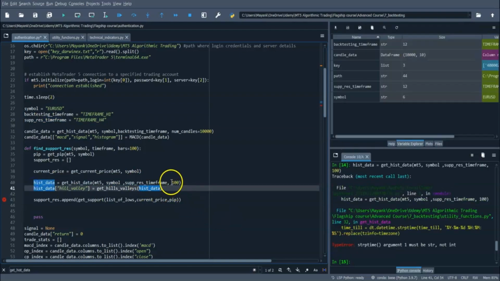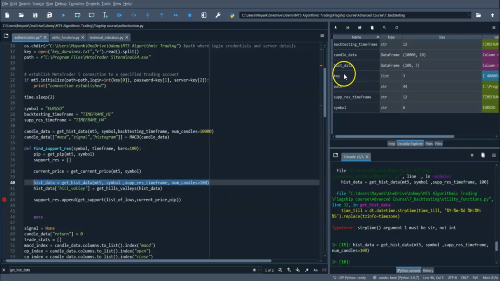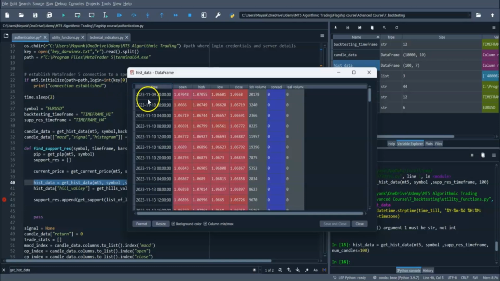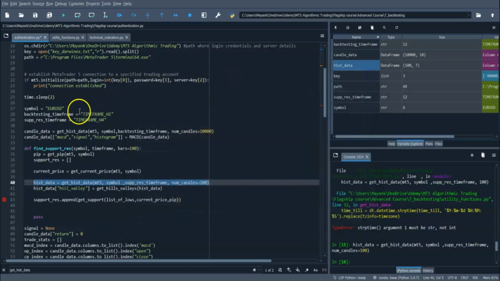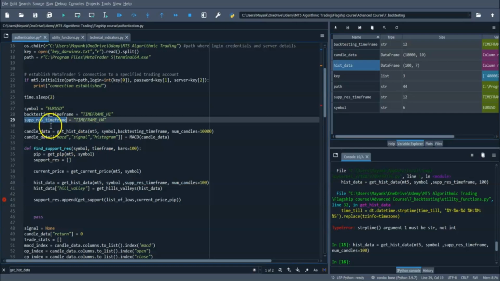Oops, sorry, I'll have to mention num candles here. Otherwise, it will assume that I'm passing value for a different argument, right? So let us run this again and see if this works now. We've got the historical data. You can see that these are 4-hour candles, because that is what we have assigned as the time frame for calculating support and resistance.